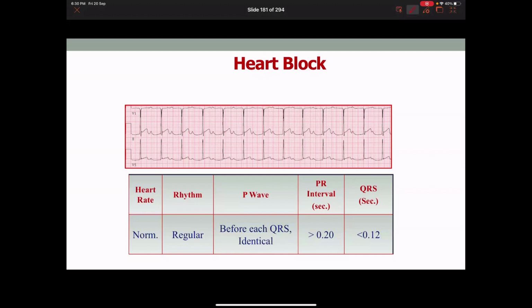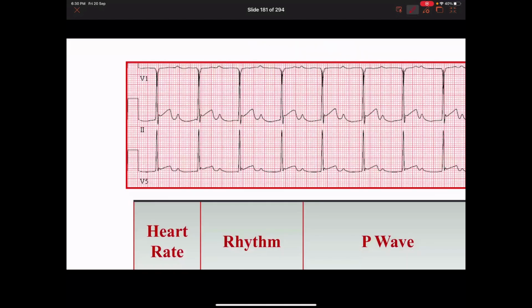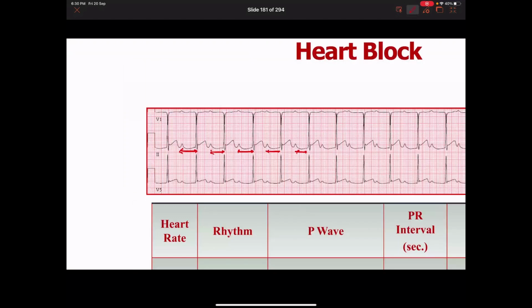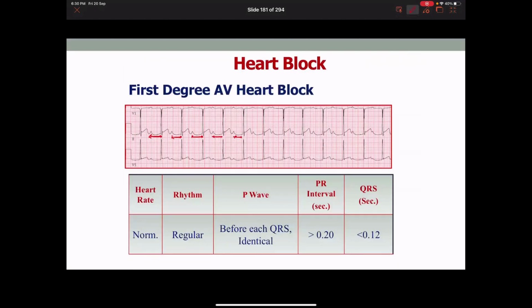Okay, now this is a heart block, but which one? First degree. Exactly. Why? Because of the PR. Do you see how long the PR interval is? It's really, really elongated, but it's fixed. It's not getting longer. There's no beat drop, no nothing, so it's first degree. What about this one?